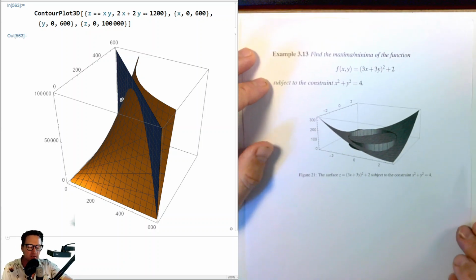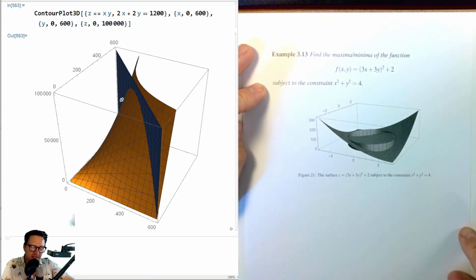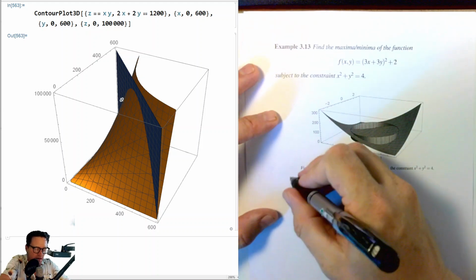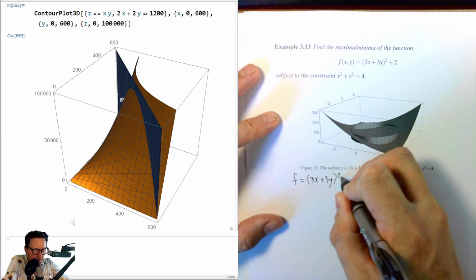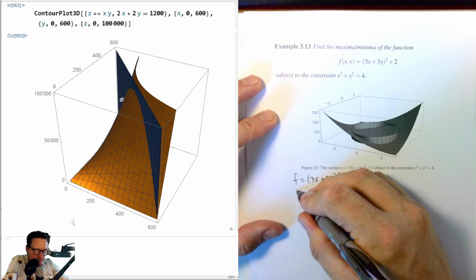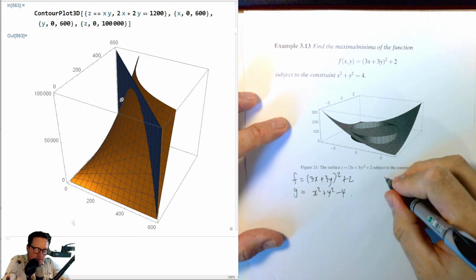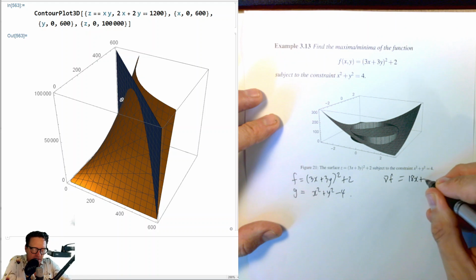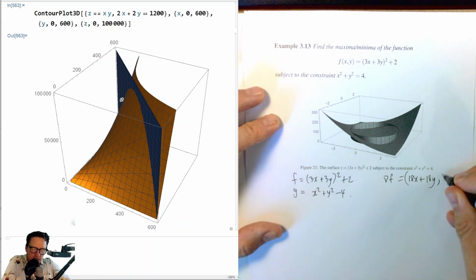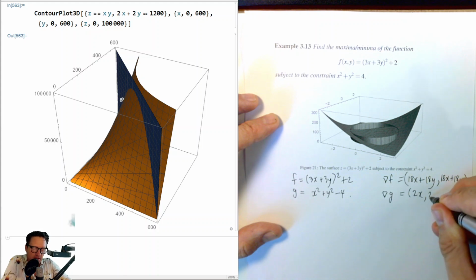Find the maxima or minima of the function, this one, and we've already looked at that function, subject to this constraint x squared plus y squared equals 4. All right, so we've got f is 3x plus 3y all squared plus 2, and then our constraint g is x squared plus y squared minus 4. So grad f is, from before, 18x plus 18y, comma 18x plus 18y. Now grad g is 2x comma 2y.